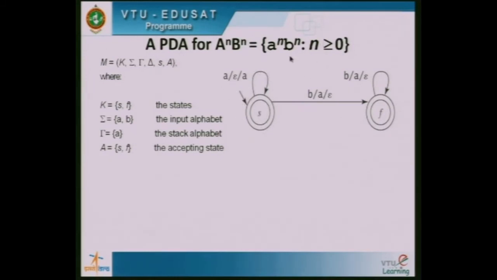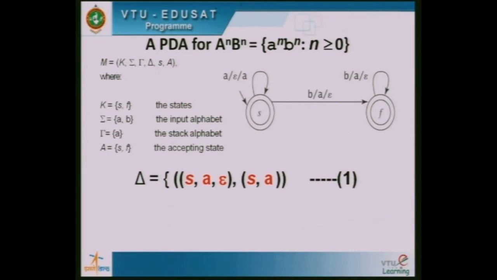Once you come across the first B and the top of the stack is A, then what to do? Pop A and move from state S to state F, and this may be the first B. Now for the first A and B pair, for the next number of A's and B's pair, if the topmost element of the stack is A, then pop A and B in the same state F.